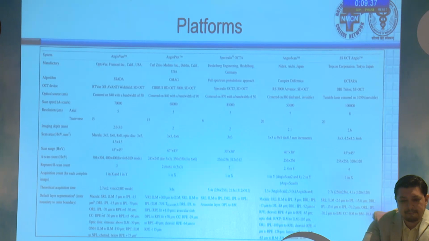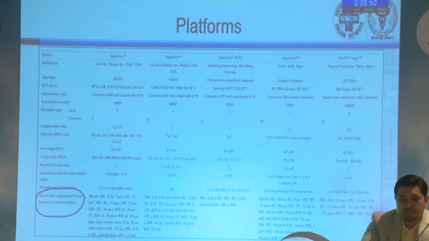Now, I have no financial interest, but there are multiple platforms that are available commercially, and they have their own trade-offs. The important thing to remember here is that these platforms will segment differently. Majority of them will segment the VR interface anywhere from the ILM to 200 to 300 microns. Then you have the superficial slab, which is between the ILM and the inner plexiform layer. Then you have the deeper vascular plexus, the layer between the IPL and the outer plexiform layer. Then you have the outer avascular zone, which is basically from the OPL to the retinal pigment epithelium. Then you have the sub-RPE, the choriocapillaris and choroid.